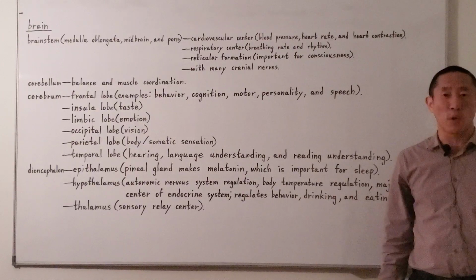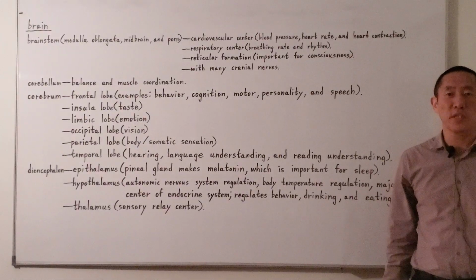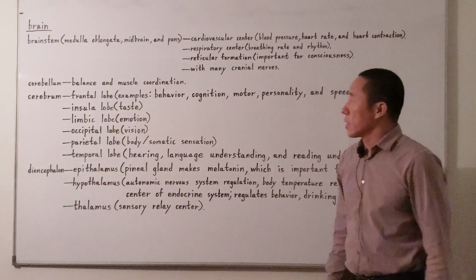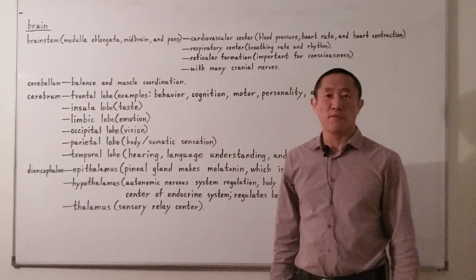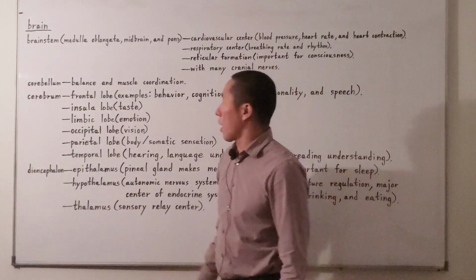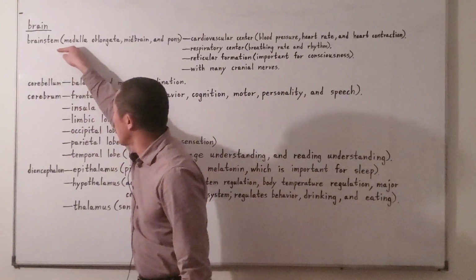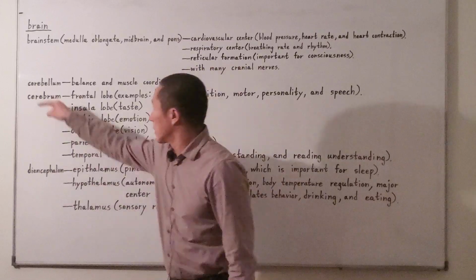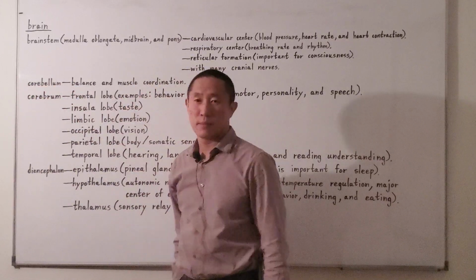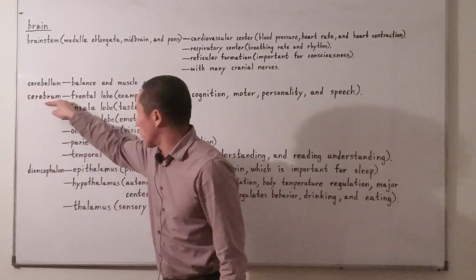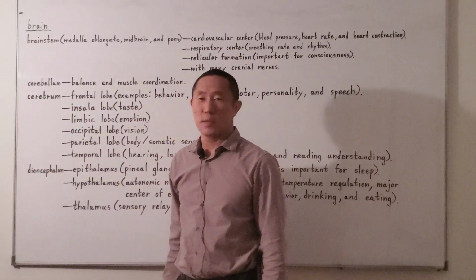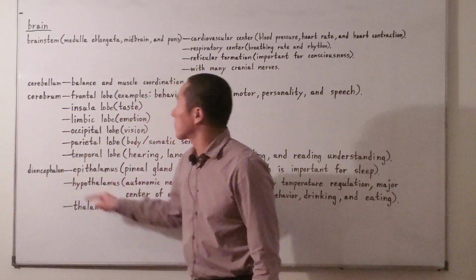Please note that the structures and functions on this list are written in alphabetical sequence. Now, here the brain has four major parts, and they are the brainstem, the cerebellum, the cerebrum, and the diencephalon.